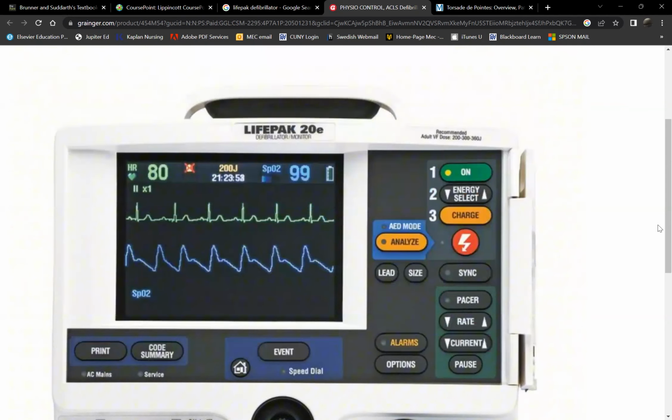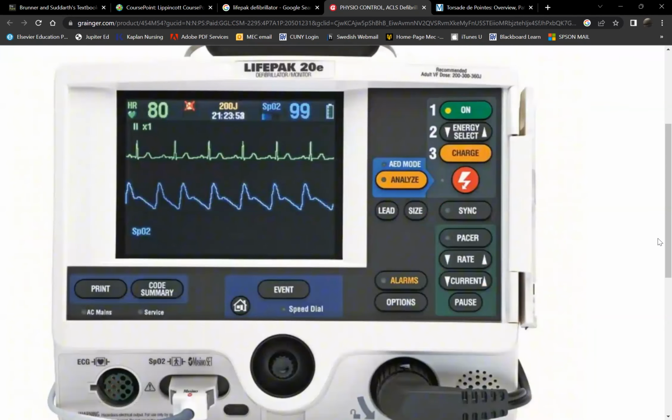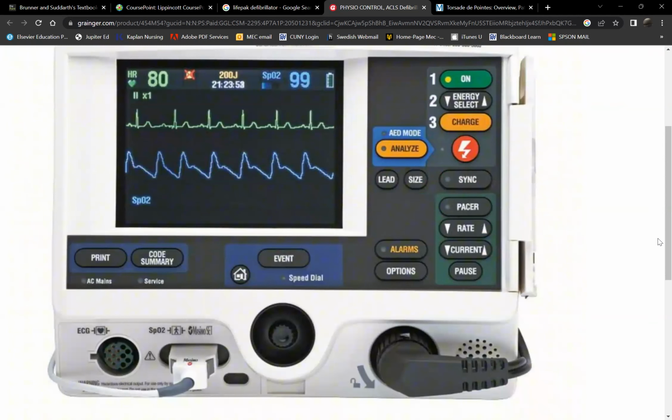Where's the sync button? Right there, under the shock. Oh, right here. So if your doctor is performing a cardioversion, the only thing that will convert this to a cardioverter is this button right here. So if you turn this on, you'll have a bright green light here. Then it becomes a cardioverter. Okay, so you can use it for cardioversion.